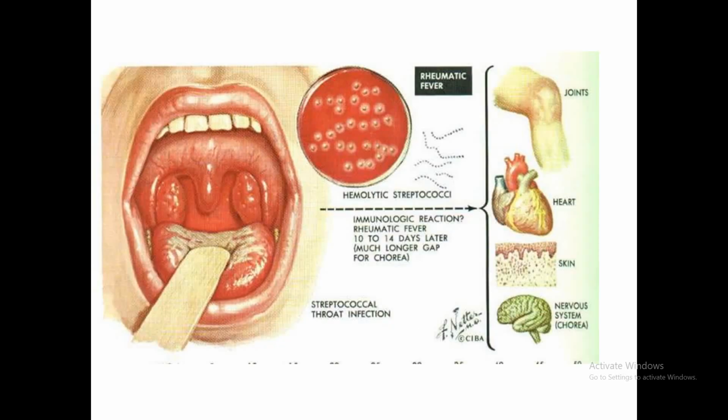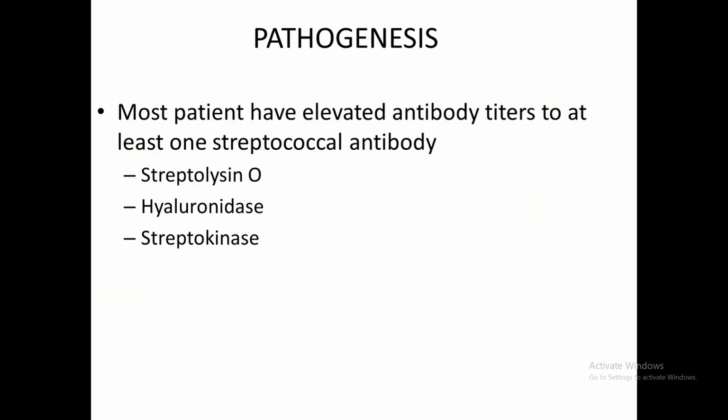This is the case of very, very common streptococcal sore throat. And it is the hemolytic streptococci group A, which is seen in this diagram. Most patients have elevated antibody titers to at least one streptococcal antibody, the streptolysin O or hyaluronidase or streptokinase.